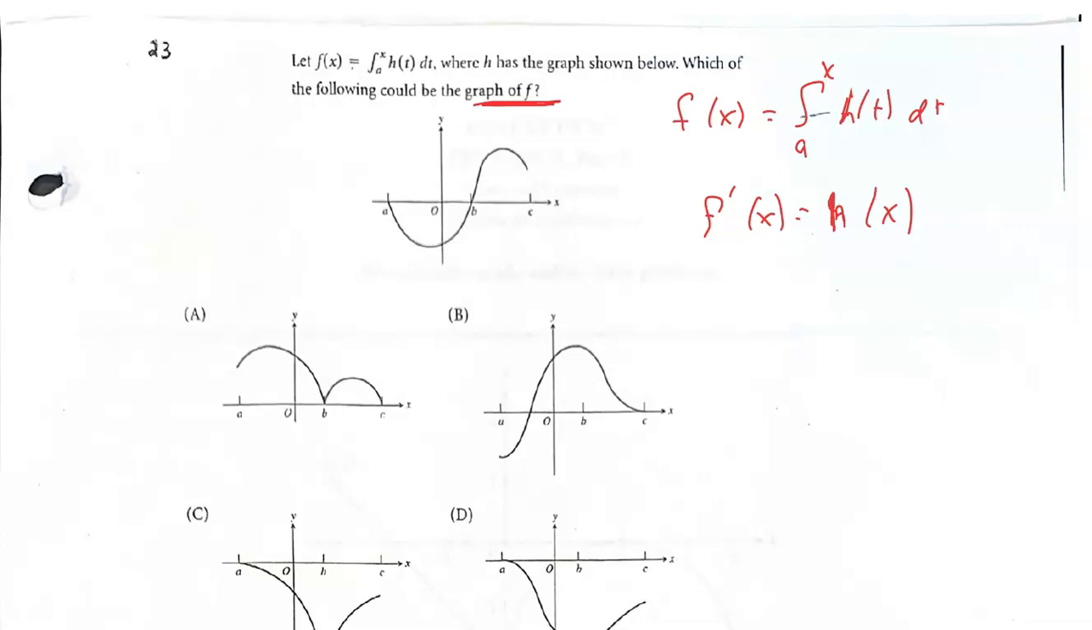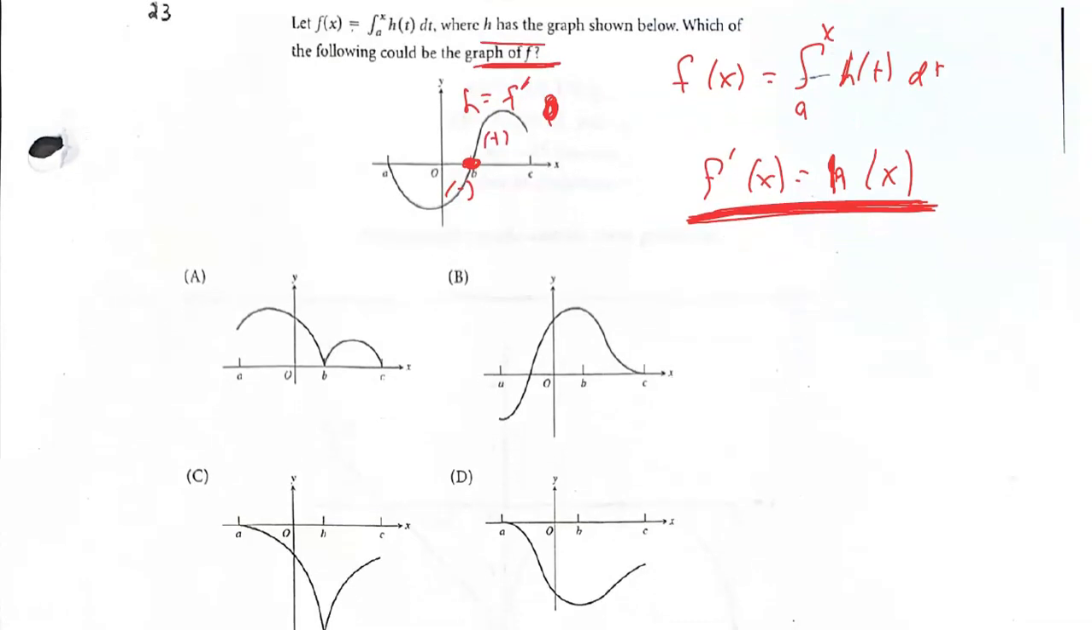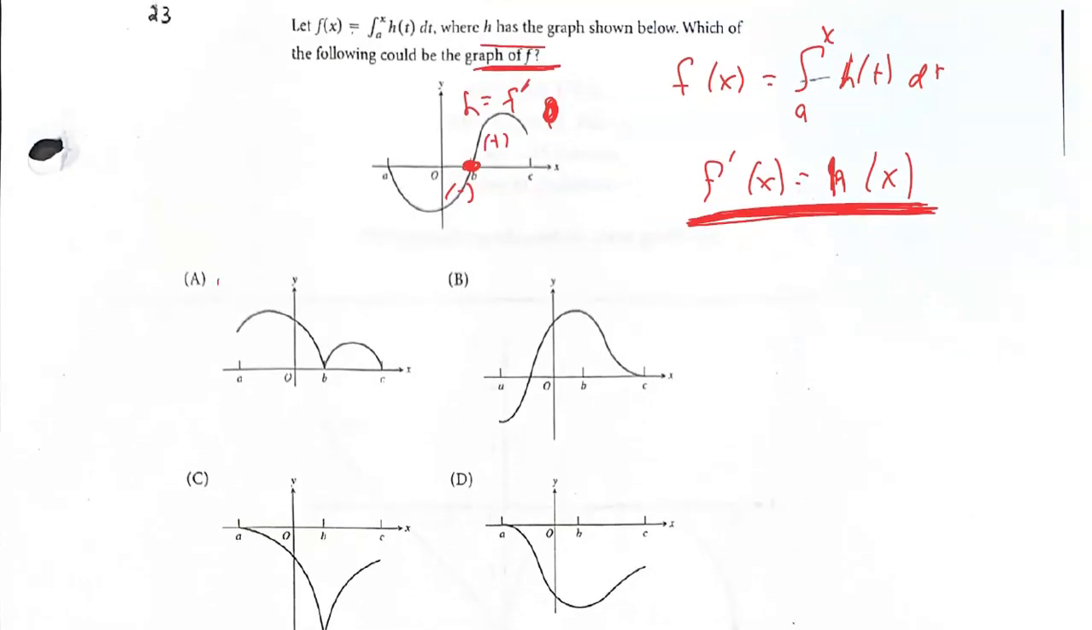So when they tell you this is the graph of h, shown below, what we've just shown here is h is really your derivative graph. So h is f prime. Then it gets a little easier. We would then know that this point right here has to be a minimum because f prime is changing from negative to positive.